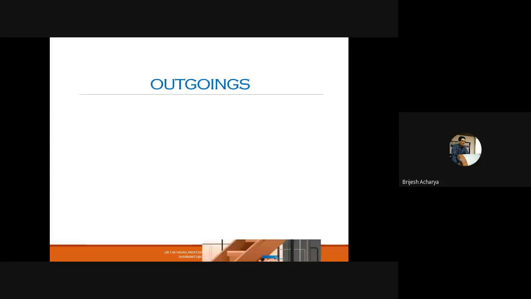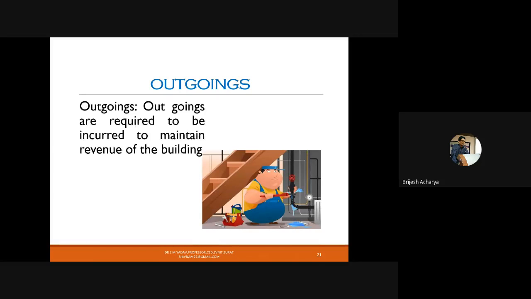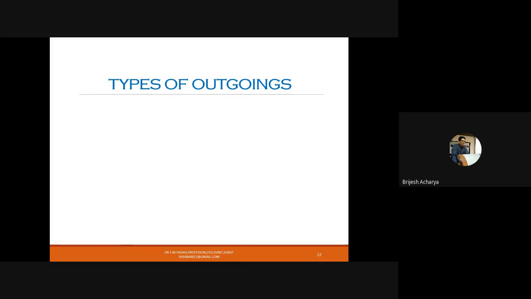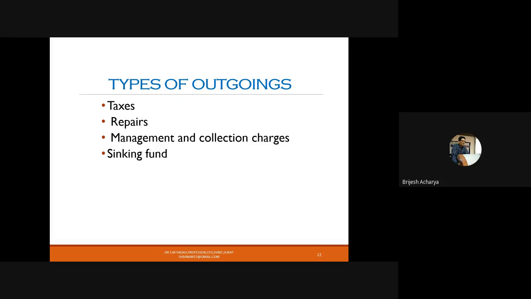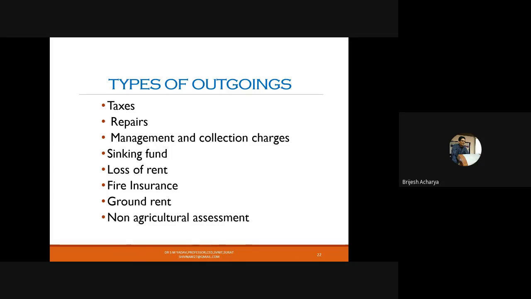I have already explained that outgoings are required to be incurred to maintain the revenue of the buildings. What are these outgoings? Number one, taxes. Number two, repairs. Number three, management and collection charges. Number four, sinking fund. Number five, loss of rent. Number six, fire insurance. Number seven, ground rent. If the building is constructed on a leasehold property and some amount is to be paid towards ground rent, it is also considered an outgoing. And in some cases, when agricultural land is required to be converted into non-agricultural land, the assessment is also considered an outgoing.